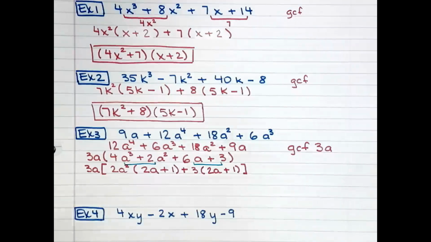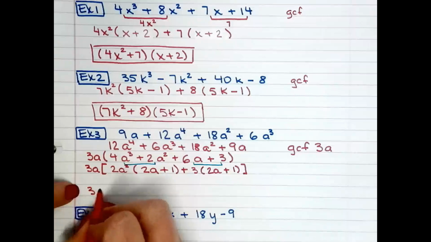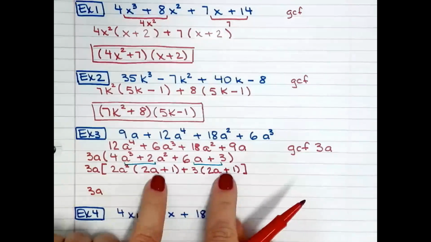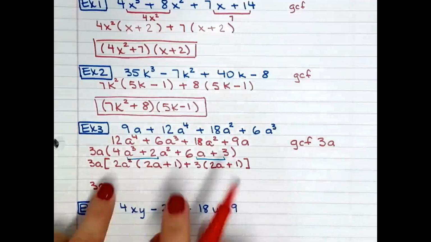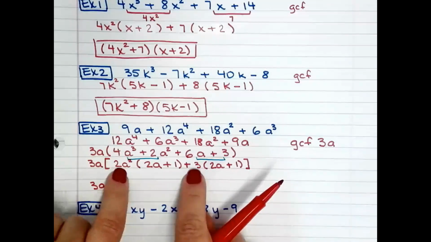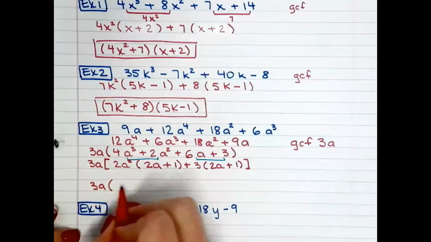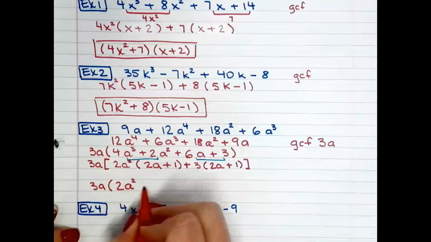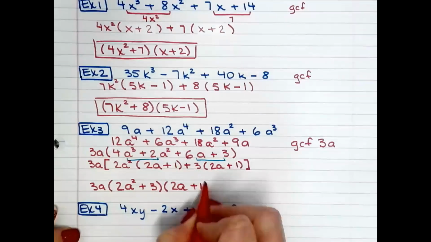Okay, we're almost done. Now, the main GCF doesn't go away. That doesn't disappear. It's part of your final answer. Now, these are the same, so that's great. That's going to be one of your factors. Now you write both GCFs from right there, and that's going to be a factor. So 2a squared plus 3, and then 2a plus 1.